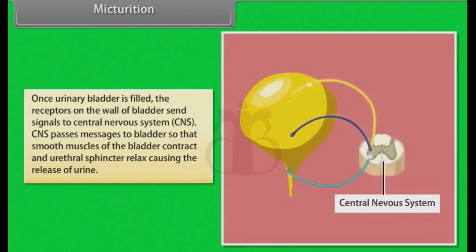Once the urinary bladder is filled, the receptors on the wall of the bladder send signals to the central nervous system. The CNS passes messages to the bladder so that smooth muscles of the bladder contract and the urethral sphincter relaxes, causing the release of urine.